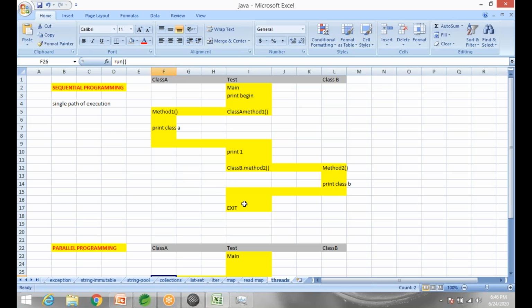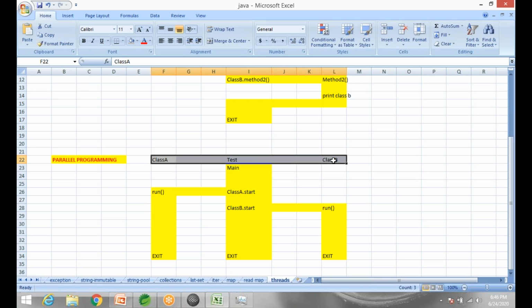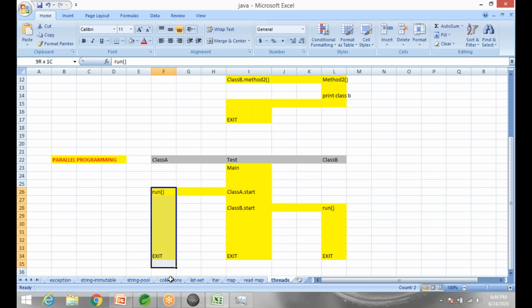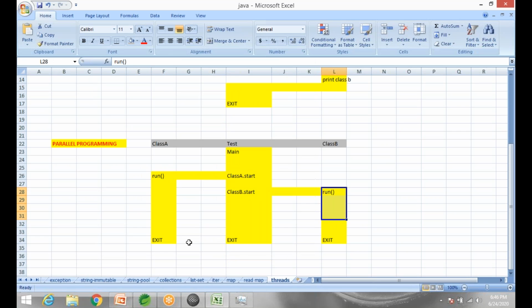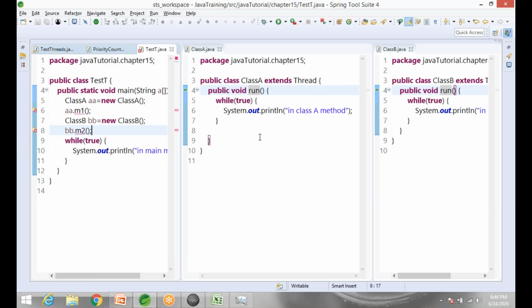So here, there's only one exit point because this is a single path of execution. In parallel programming, if this is a thread and this is a thread, you literally have three programs or three threads: the main thread and the other two threads. They all are running at their own pace parallelly, and they all have their own exit, unlike sequential programming. Now let's look at the output here.